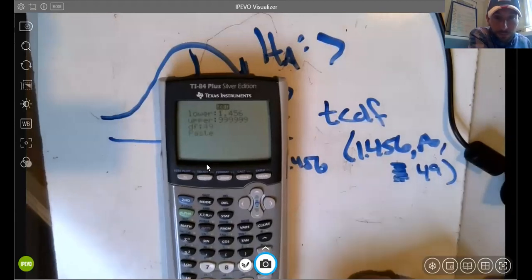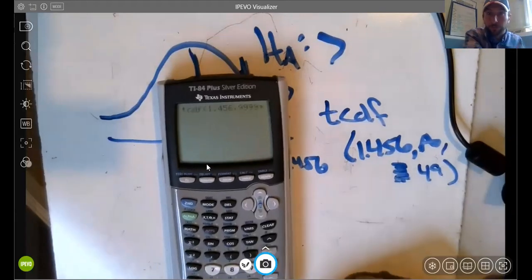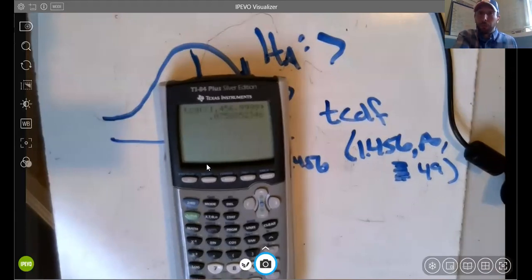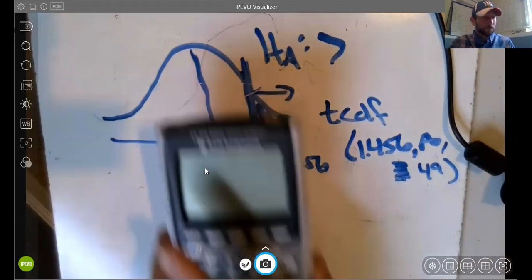Boom, there's my p-value. Now, when we do the actual t-test on the calculator, we won't need t-CDF, just like when we did a 1-prop z-test or 2-prop z-test, we didn't need normal CDF, because the calculator is just going to spit out the p-value. But if we were in a situation where we only had that standardized test statistic, that z or t score, we can use z or t-CDF in the same kind of way.